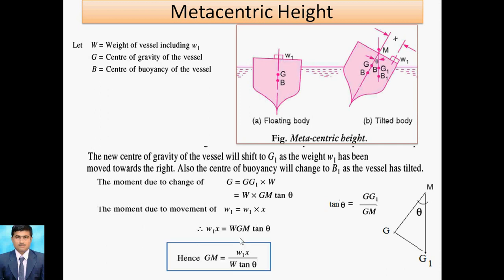Okay, so what will happen to GM? GM is equal to W1X as it is, and GM we can take this, and tan theta W we take at the denominator. So after shifting, or I can say simplifying, we get the value of GM, that GM is called the metacentric height. So this approach is the experimental way. So this is called the experimental way of finding the metacentric height.